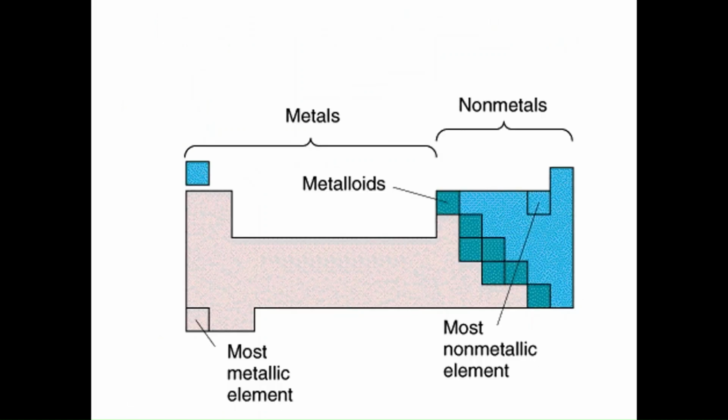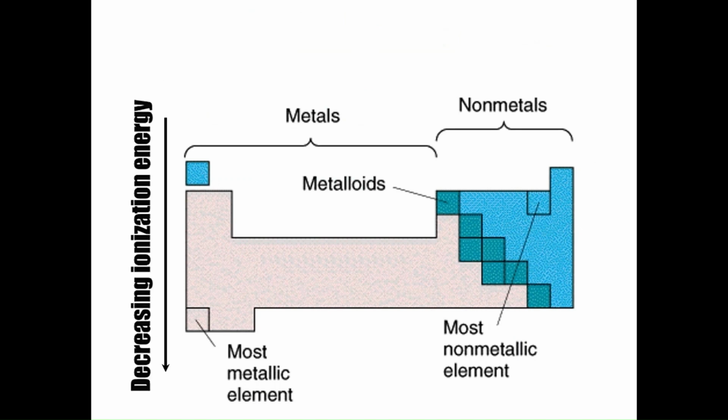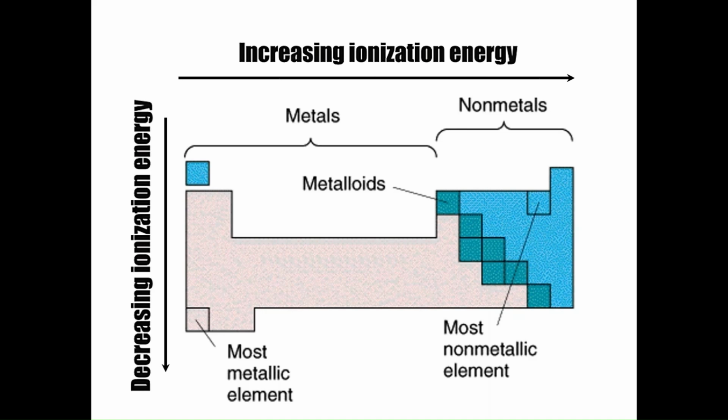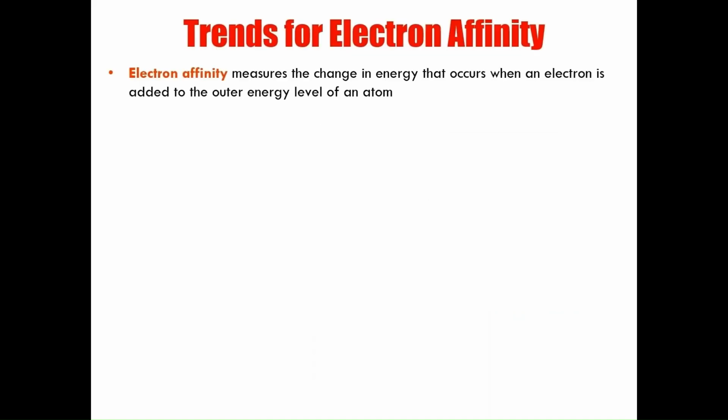So to review the trends for ionization energy, as you move down a group on the periodic table, ionization energy decreases. As you move across a period on the periodic table, ionization energy increases. Electron affinity is the last periodic trend I'll be discussing in this lecture.